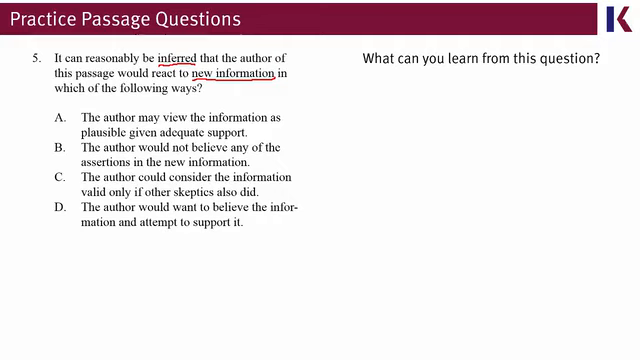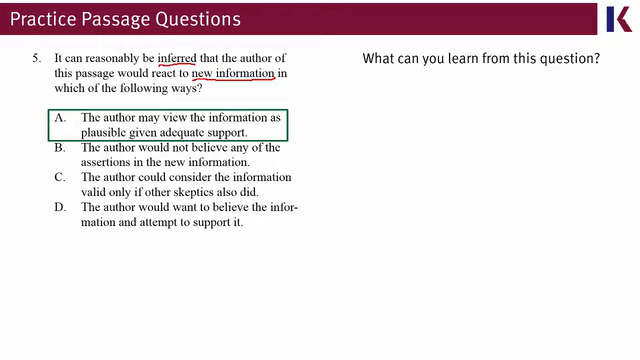Our author tells us that they're skeptical. That is, they're not out to disbelieve or disprove everything, but they want to challenge new claims and find additional supporting evidence before a skeptic will accept a new claim as, in fact, true. Overall, the answer choice that matches up with that prediction is letter A. The author would view that information as plausible given adequate support.